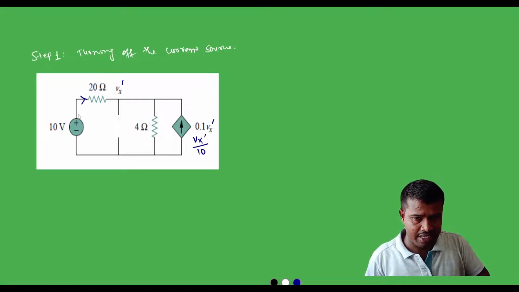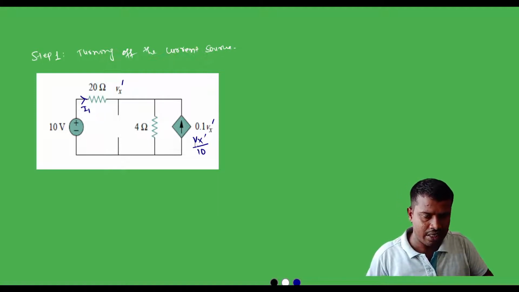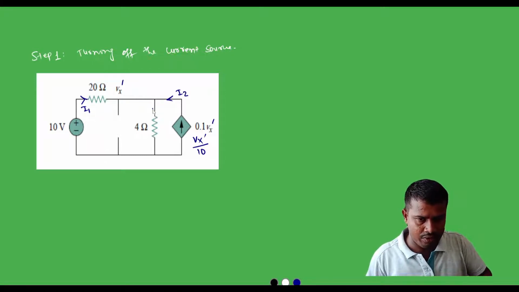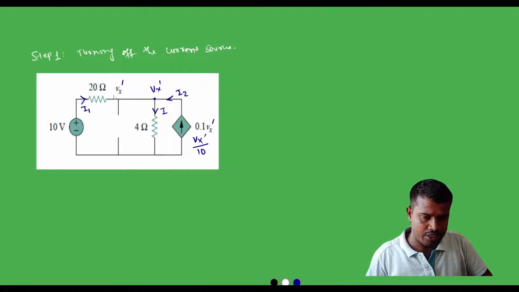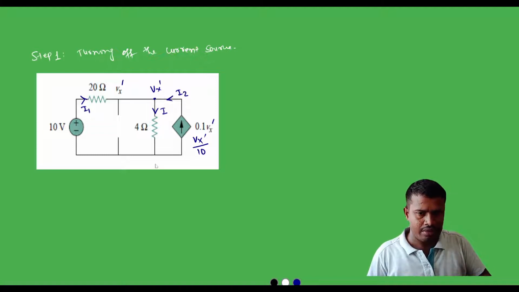The current delivered by the 10 volt source is I1. The current delivered by the dependent current source is, let us say, I2, and the current flowing through the 4 ohm resistor, let us say, I, and the potential at this point is Vx prime. Because this is one line, the potential at all the points in this line is the same.